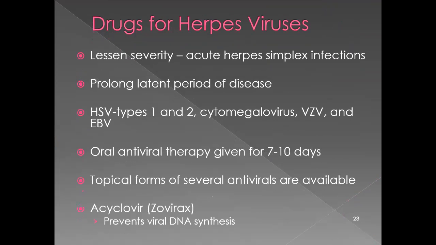So drugs for herpes viruses. They lessen the severity of an acute herpes simplex infection. They prolong latent period of disease and relieve acute symptoms. And the different types are type 1 and 2, cytomegalovirus, varicella-zoster virus, VZV is what that's known as, Epstein-Barr virus, EBV, and these are all part of the herpes viruses that are treatable or have some sort of treatment to go with them. Oral antiviral therapy is usually given for 7 to 10 days. Topical forms of several antivirals are available. And acyclovir or Zovirax is the most commonly used one that we see, and this one prevents viral DNA synthesis.